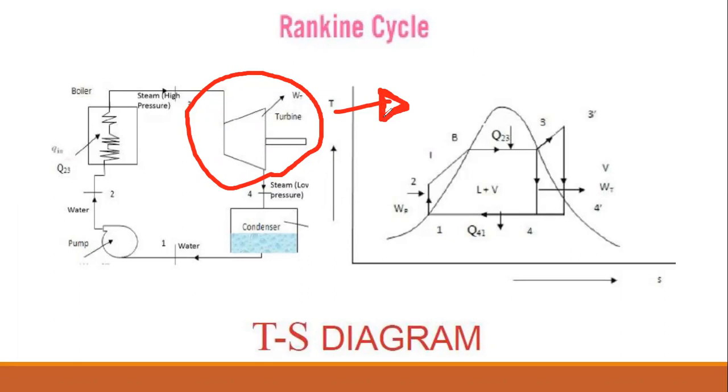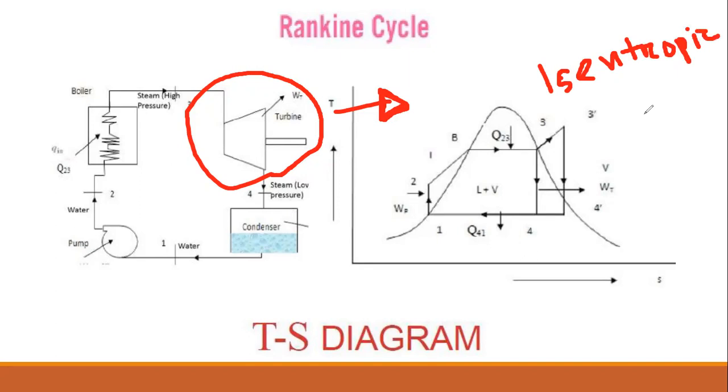hits the turbine, and we basically get rotational energy, isn't it? You also need to understand the turbine is an isentropic device. Isentropic, we studied the first today. Isentropic means no change of entropy. That means, my student, no change of heat.